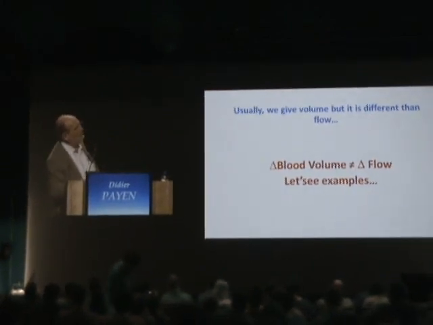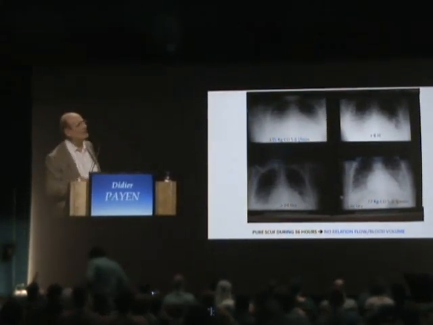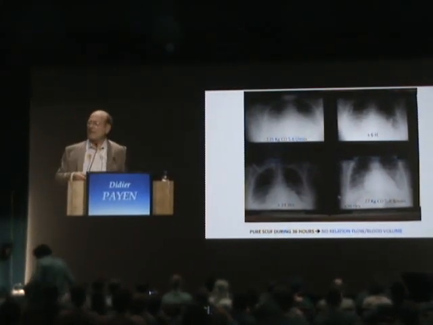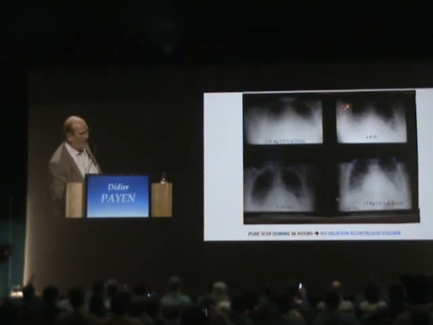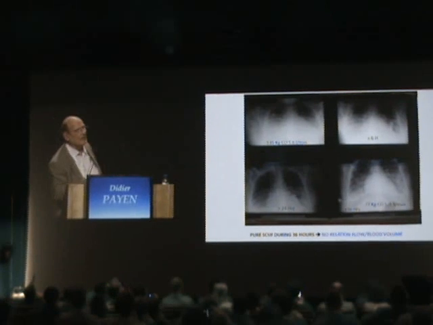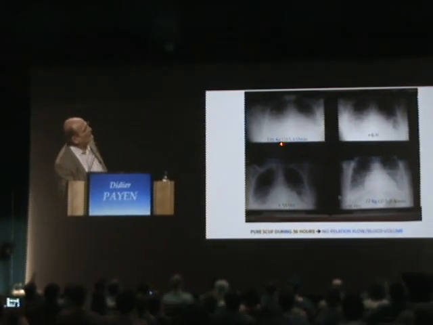Okay, you don't want to agree with me. Here is a guy from Sri Lanka. Thank you, Sri Lanka, for helping us to understand something. Here the guy is 135 kilos. And then he has a flow, the cardiac output, 5.6.